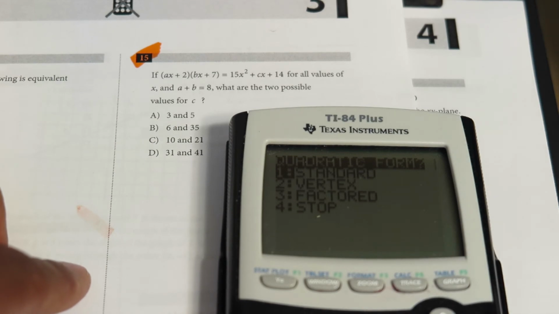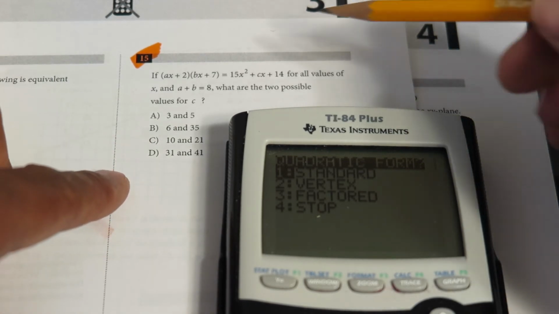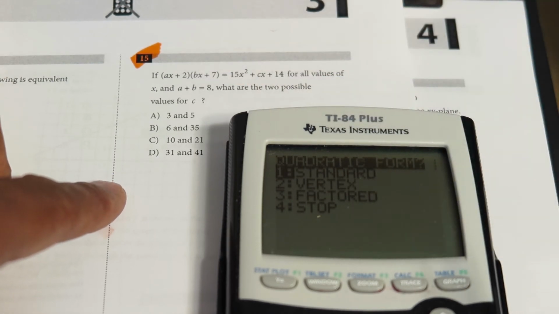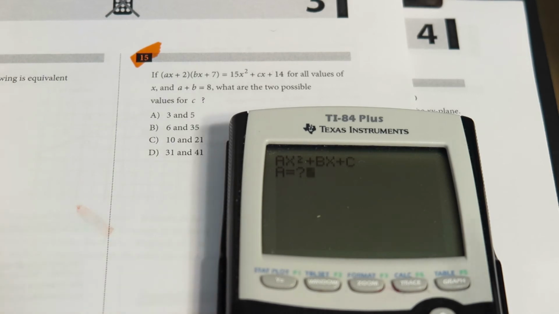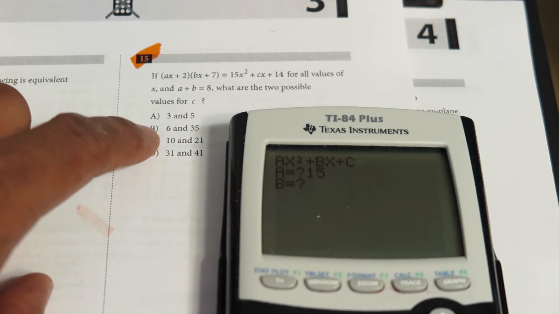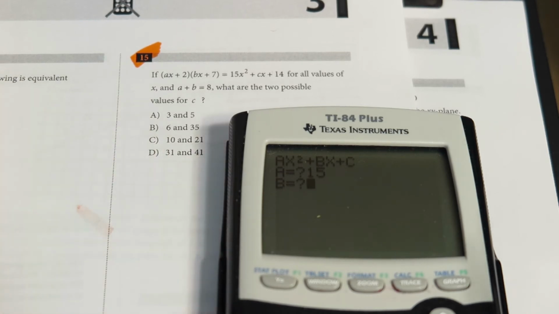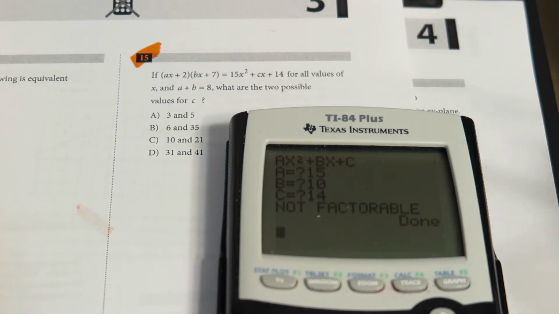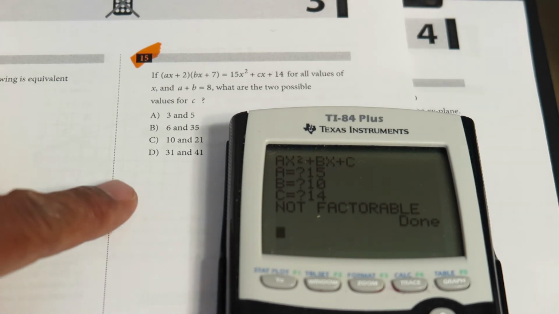Okay, so we're going to choose standard, and we want to factor it. So we're going to choose option 1, and we're going to put in 15, and then let's choose C, so we're going to put in 10 for C, and then we're going to put in 14 for that last part, and we want to factor it. So we're going to see, can we factor this? So it's working, and it says it's not factorable, so that's not our answer because it's not factorable. So then let's go to D.